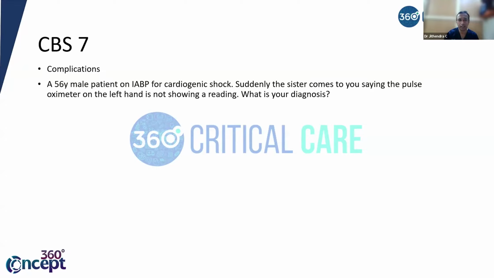Okay. Before reading the next question, I already get some answers. So you get a question on complications. A 56-year-old male patient on IABP for cardiogenic shock. Suddenly the sister comes to you saying the pulse oximeter on the left hand is not showing a reading. What is your diagnosis? I'll read the answers. Catheter displacement, do a chest X-ray, reposition it, correct. It should be at the level of the carina. Absolutely fine. I mean, you're all experts now. So yes, do a chest X-ray, confirm the position.